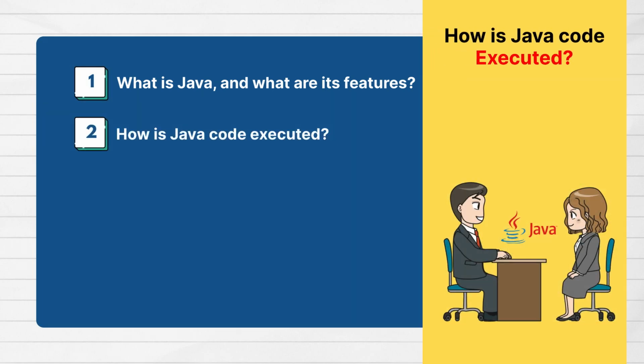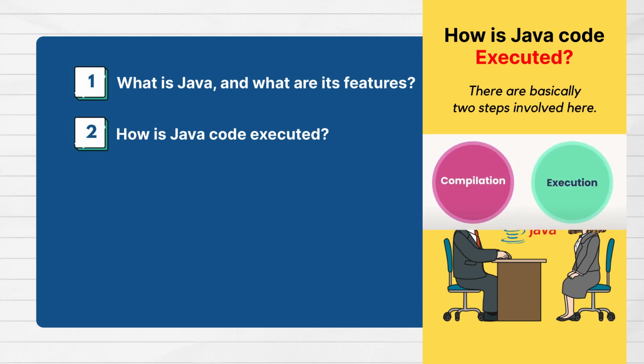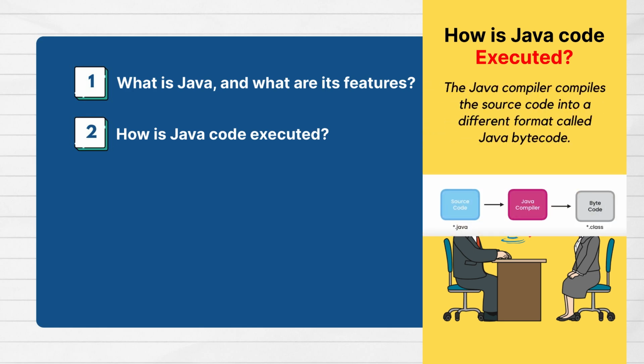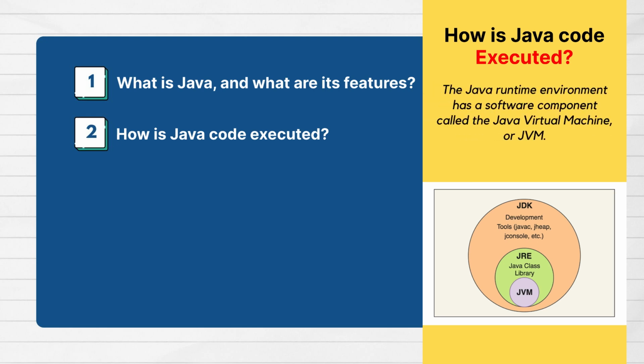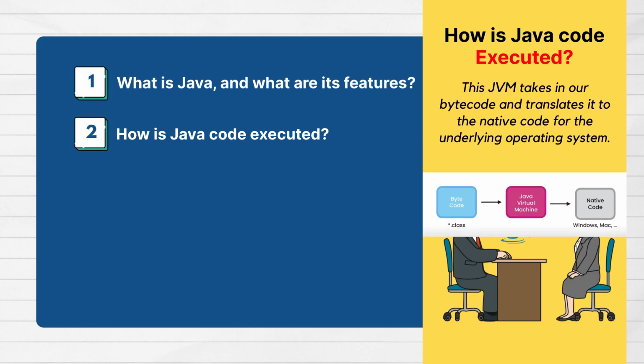How is Java code executed, and why is Java called the platform-independent programming language? There are basically 2 steps involved here: compilation and execution. The Java compiler compiles the source code into a different format called Java bytecode. This Java compiler comes with the Java Development Kit. The Java Runtime Environment has a software component called the Java Virtual Machine, or JVM. This JVM takes in our bytecode and translates it to the native code for the underlying operating system.